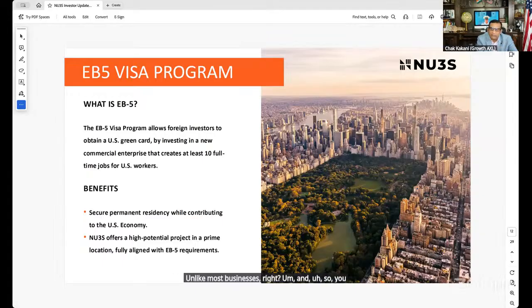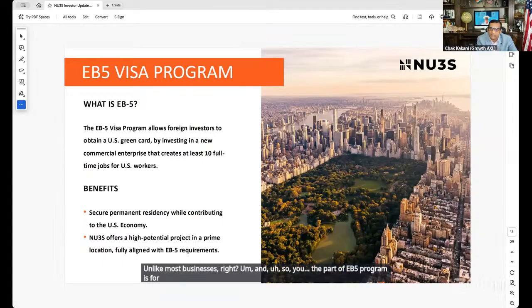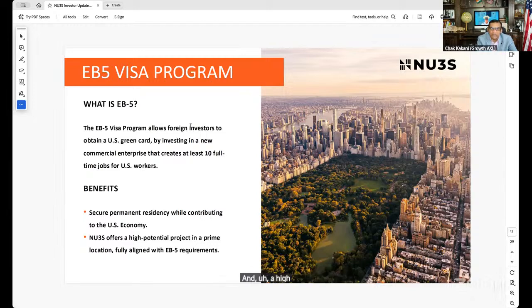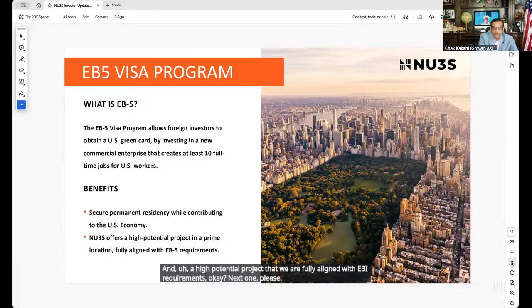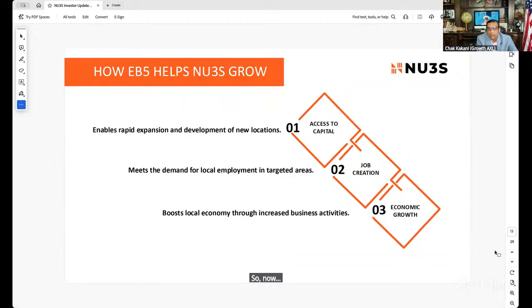The part of the EB-5 program is for you to secure permanent residency while contributing to the US economy. That's the intent of the law. And a high potential project that we are fully aligned with EB-5 requirements. Okay, next one, please. So now EB-5 is the fuel for scaling for us.